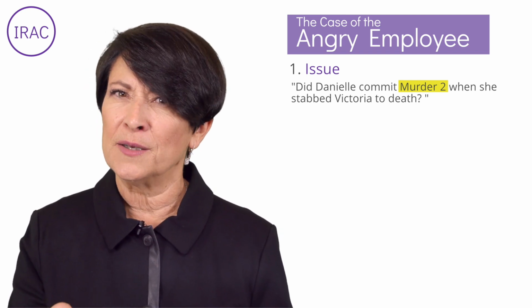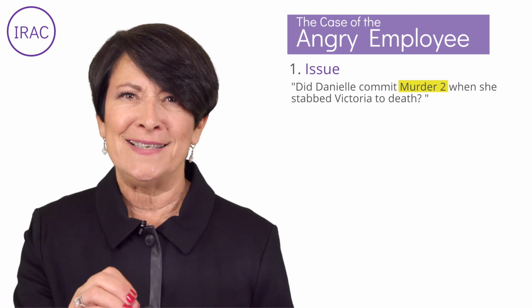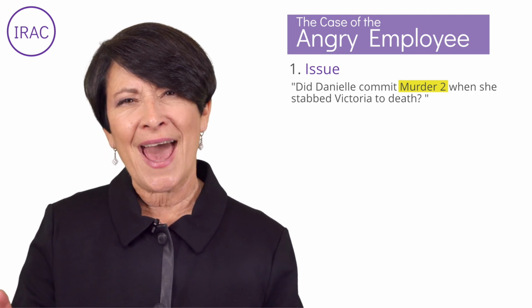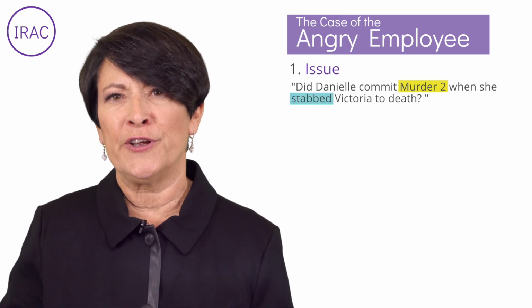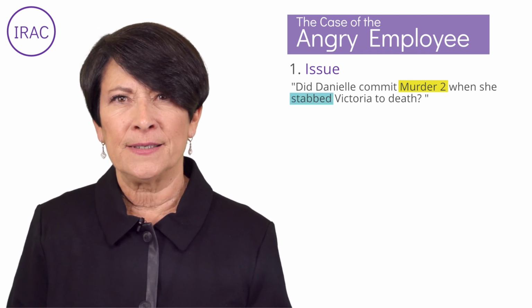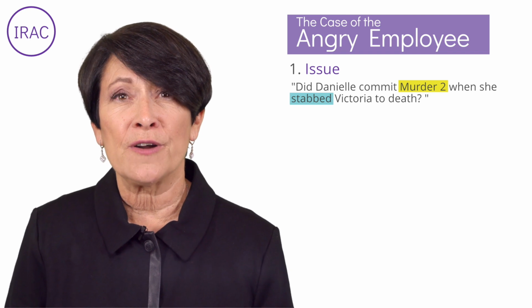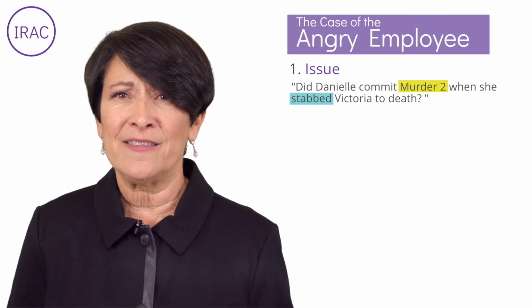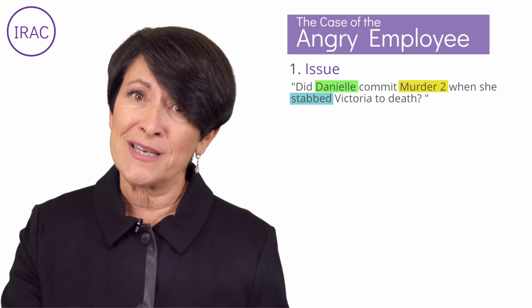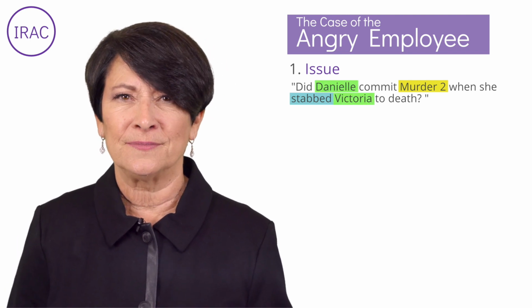I didn't just write murder 2 or did Danielle commit murder 2? I added the fact: did Danielle commit murder 2 when she stabbed Victoria to death? This issue statement tells the reader I'm going to address the crime of murder 2, and in case there's more than one death in the problem, I'm talking about when Danielle stabbed Victoria.